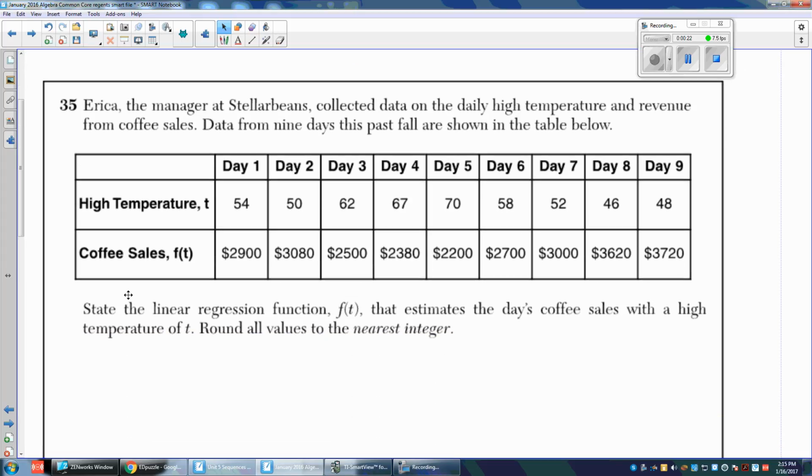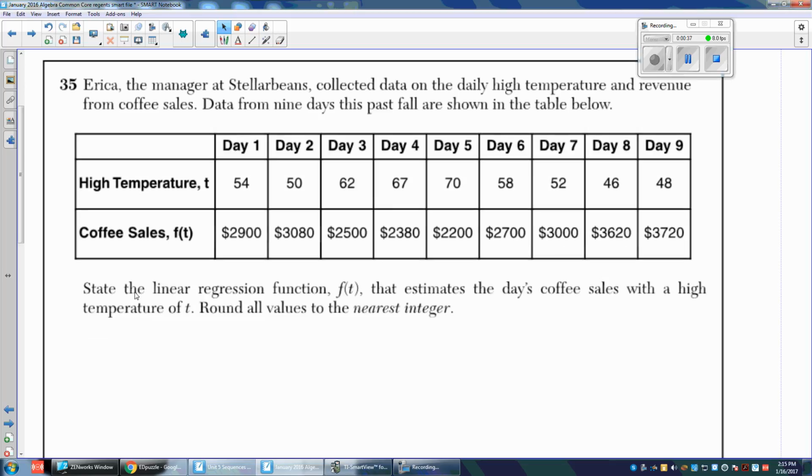So Erica, the manager of Stellar Beans, collected data on the daily high temperature and revenue from coffee sales. She wanted to see if there was a connection between the temperature outside and how much coffee was sold. Data from the 9 days this past fall are shown in the table below.